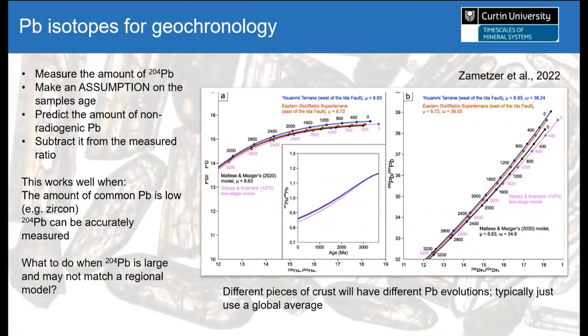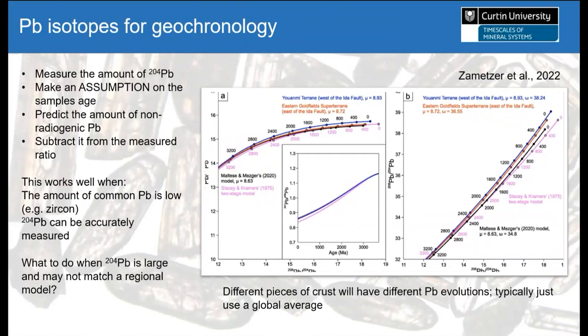But what do we do when 204 is much larger? What do we do when our lead isotopic system, in terms of our ratio of 204 to those other lead isotopes, is a little bit different from regional models? And we can prove that's the case in many situations, especially for environments that titanite and apatite might grow in. So we need to use a different technique.